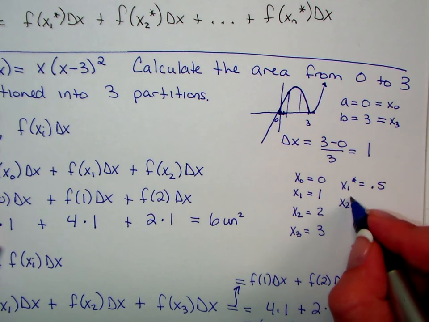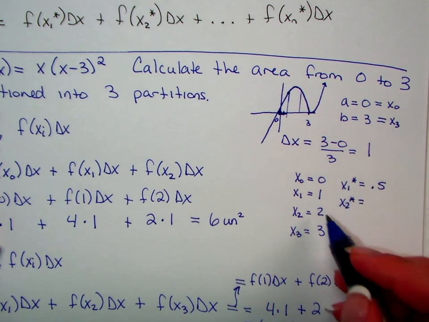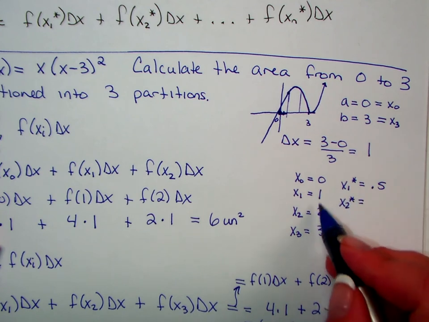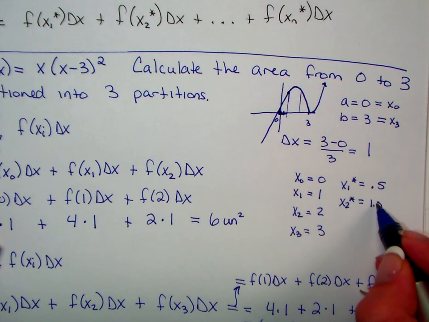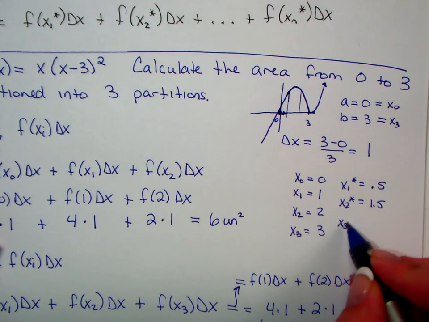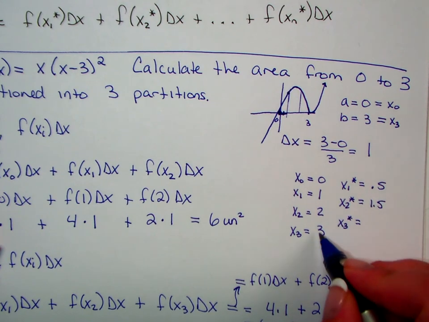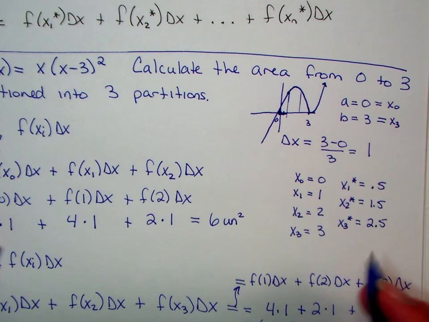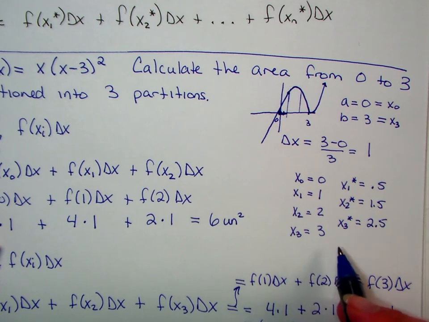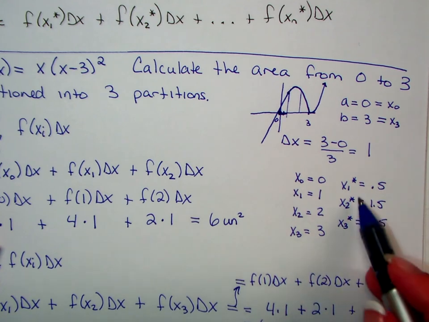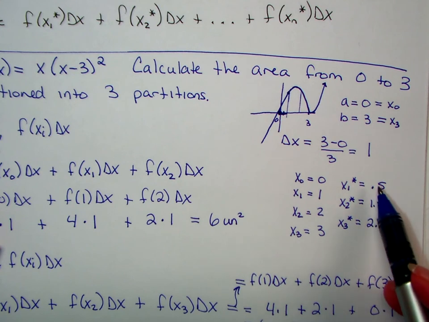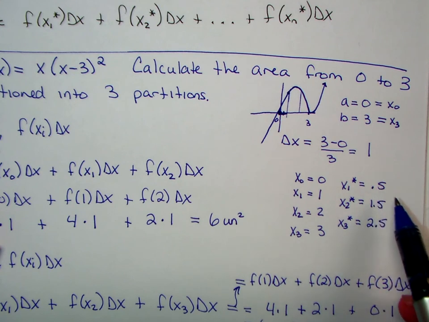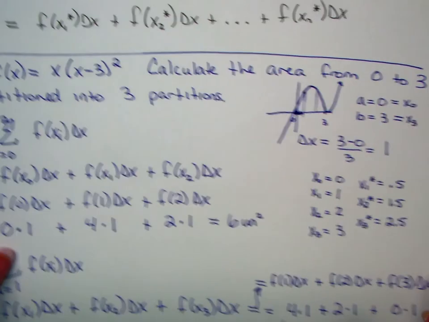What's x of 2 star? It's halfway between 1 and 2 here, so we're looking at 1.5. What's x of 3 star? It's halfway between 2 and 3, so we're looking at 2.5. And we don't want to do x of 4 star, because we only have 3 partitions. So we are looking at finding the function value at 0.5, 1.5, and 2.5, right?